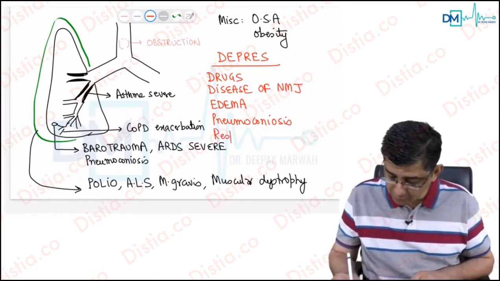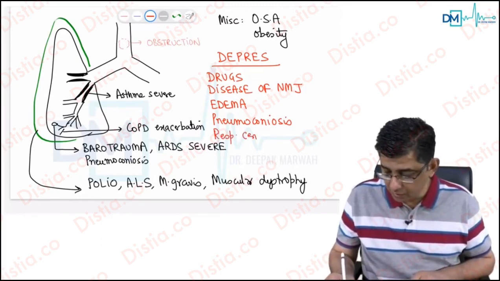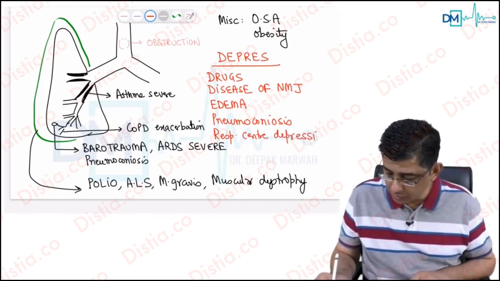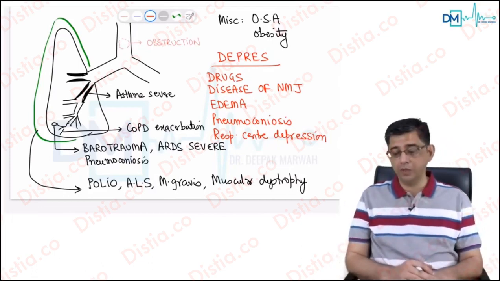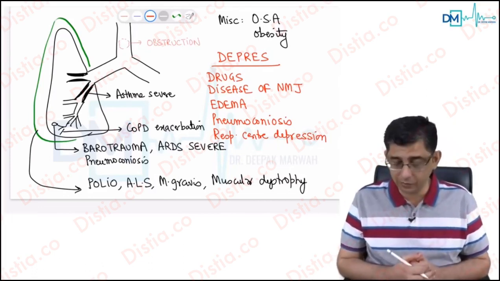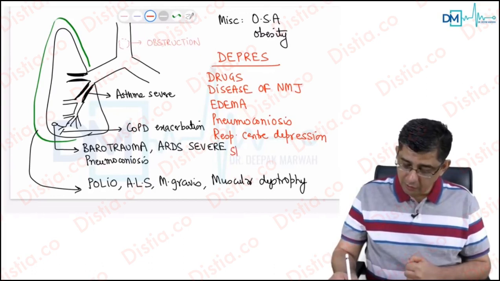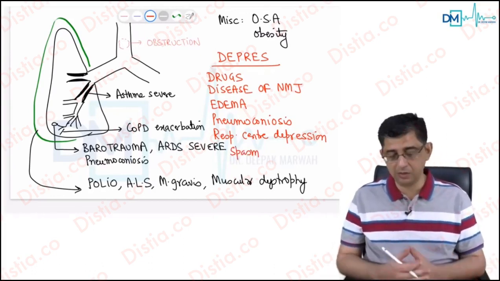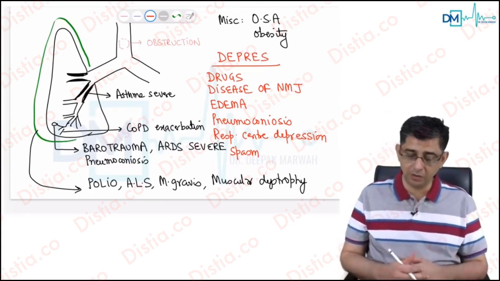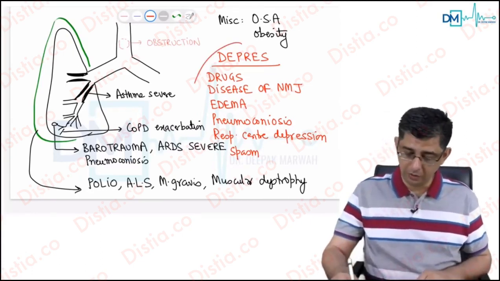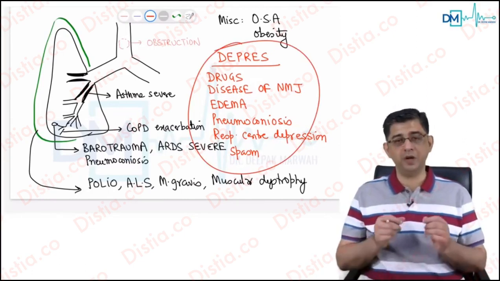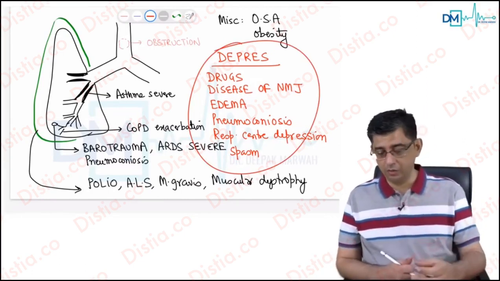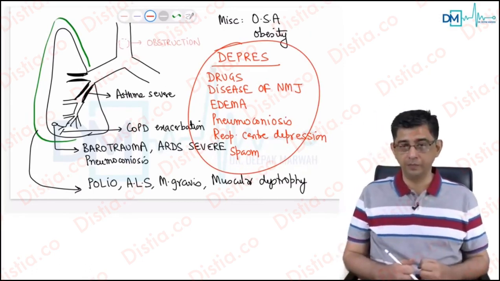R would stand for respiratory center depression. Conditions causing respiratory center depression could be stroke, it could be CNS infections, it could be drugs like morphine and sedatives. S would stand for spasm. Spasm would stand for bronchospasm. That could be asthma exacerbation, it could be COPD exacerbation that could worsen the status of the patient. So whenever you think about respiratory acidosis, guys, you have to remember the word depress so that you can actually work out what is happening to the patient.